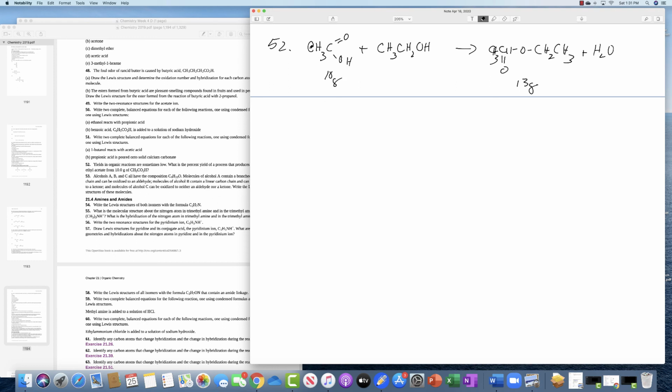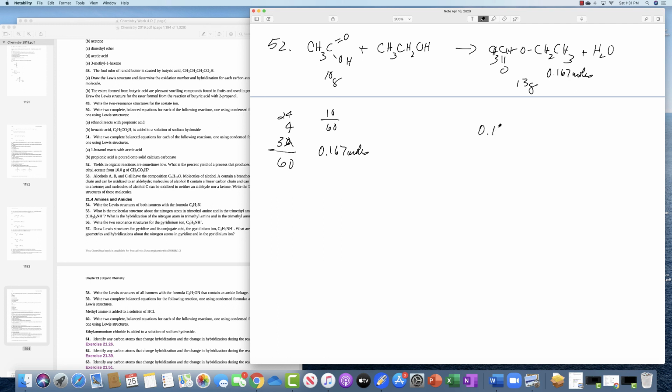Yes. Okay, if we look at this, we got 12 and 12 is 24, and 3 and 1 is 4, and 2 oxygens is 32, so the molecular weight here is 60. So we have 10 over 60, or 0.167 moles of this. We should get 0.167 moles of this. But we only get 13 grams, which I have a sneaky suspicion that that's not the same.